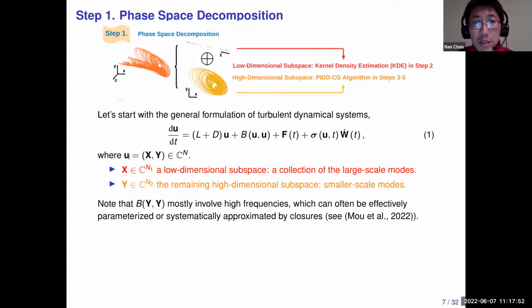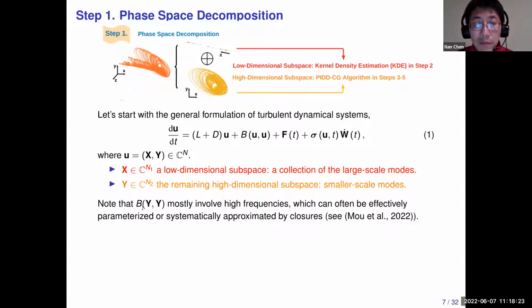So now what we can do is formulate and decompose this U into X and Y, where this X is a low-dimensional subspace. Physically, it usually corresponds to a collection of larger scale modes, while this Y is the remaining high-dimensional subspace, and it contains those smaller scale modes. And of course, how to choose X and Y depends on the problem we care about.